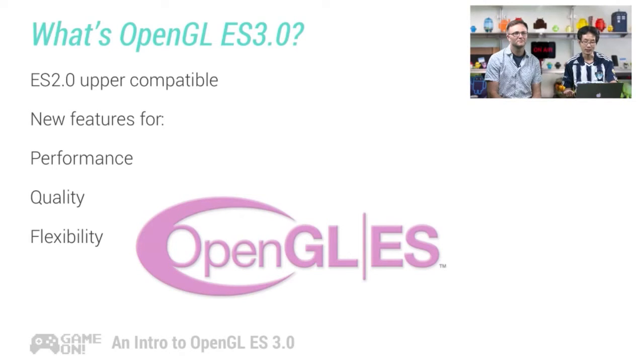OpenGL ES3 is a superset of existing OpenGL ES2, so you can use your existing game code for OpenGL ES2 without any changes. You can adopt some of the advanced feature set of OpenGL ES3 and get the benefit of them quite easily. ES3 supports multiple new features which can be categorized into 3 areas: performance, quality, and flexibility.